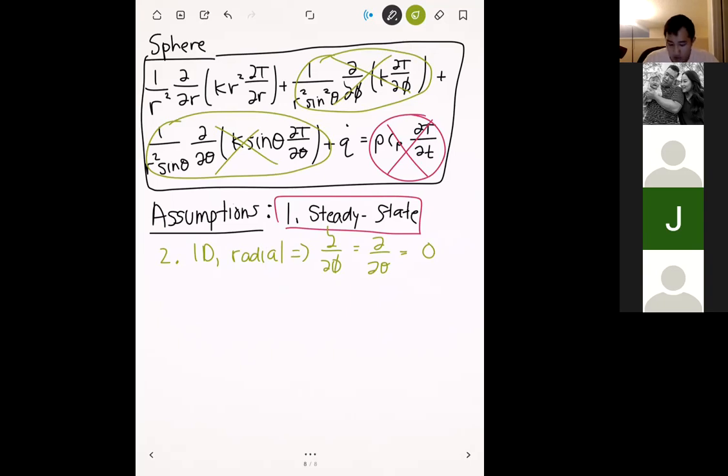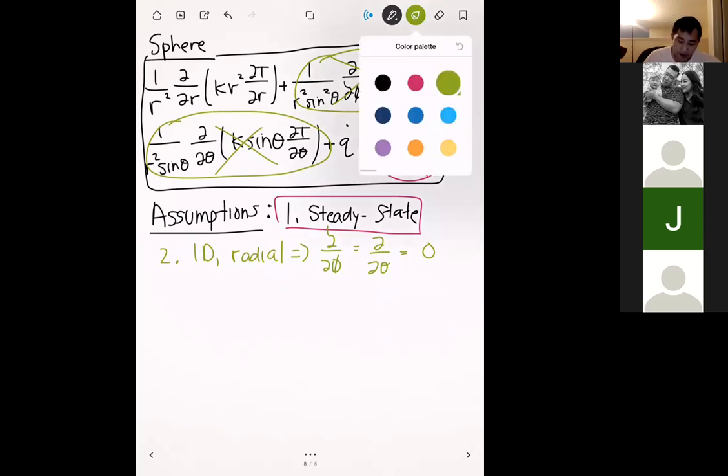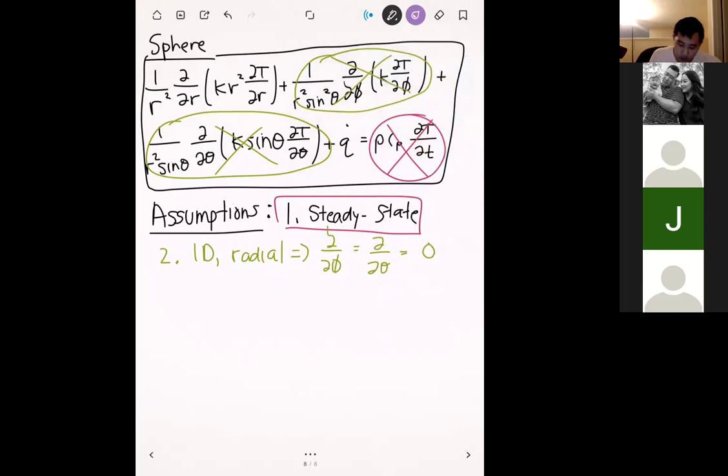All we're left with here is a term that has derivatives with respect to r, very similar to our cylinder, and we have our thermal generation. For a lot of problems, we're going to assume that there is no generation, which means we just set Q dot equal to zero. That's going to happen maybe 75% of the time, but when it's not, you're going to have to include it.